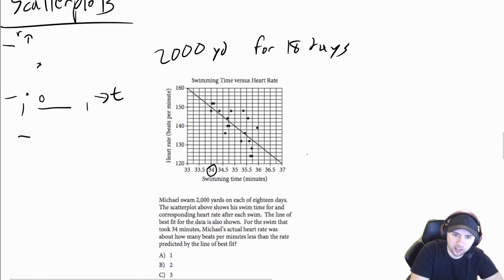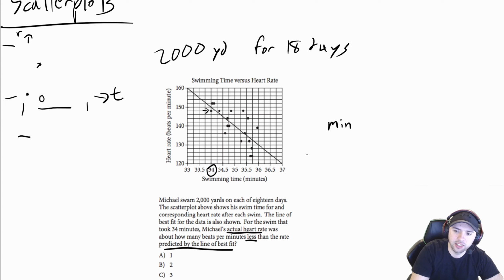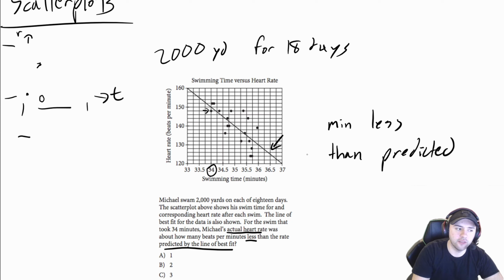This day, it took 34 minutes for the swim. And the question is asking, how many beats per minute less than the rate predicted by the line of best fit was Michael's actual heart rate, right? So we're looking for the beats per minute less than predicted, right? Because this line here on this graph is predicting the heart rate, but it's not the actual heart rate. Those are the data points, each dot in this graph.